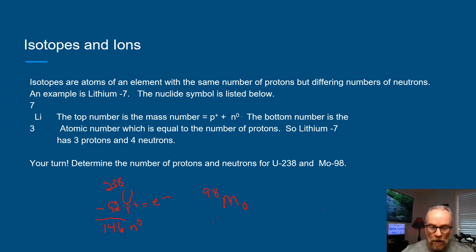Okay, so let's do molybdenum-98. Molybdenum, I look on the periodic table to find the atomic number, and it is 42. So you have 42 protons, which is also equal to the number of electrons here. You subtract those two out and you get 56. Okay, so very good there.